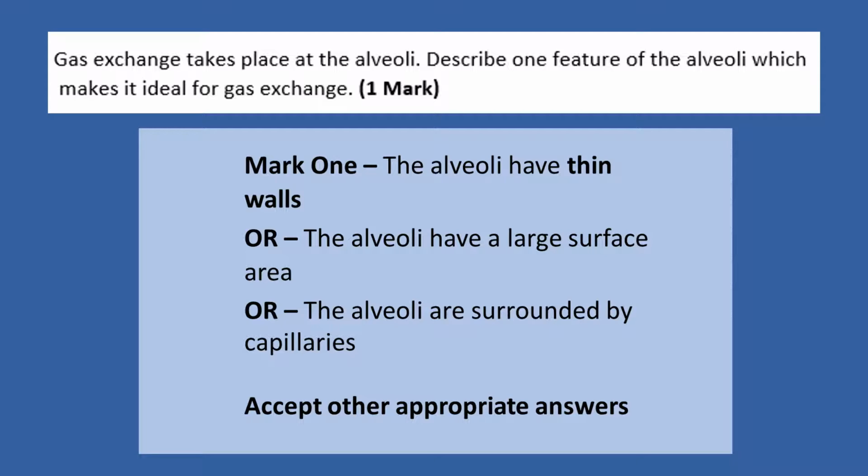And because of these thin walls, the oxygen can pass very easily from the lungs into the bloodstream. You might have said the alveoli have a large surface area, and this large surface area is vital for allowing the large amounts of oxygen, again, to pass from the lungs into the bloodstream.